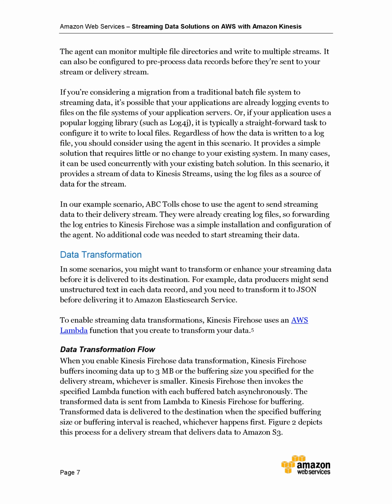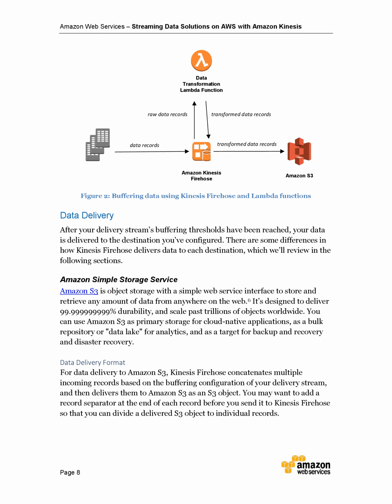Data transformation flow. When you enable Kinesis Firehose data transformation, Kinesis Firehose buffers incoming data up to 3 megabytes or the buffering size you specified for the delivery stream, whichever is smaller. Kinesis Firehose then invokes the specified Lambda function with each buffered batch asynchronously. The transformed data is sent from Lambda to Kinesis Firehose for buffering. Transformed data is delivered to the destination when the specified buffering size or buffering interval is reached, whichever happens first. Data delivery. After your delivery stream's buffering thresholds have been reached, your data is delivered to the destination you've configured.